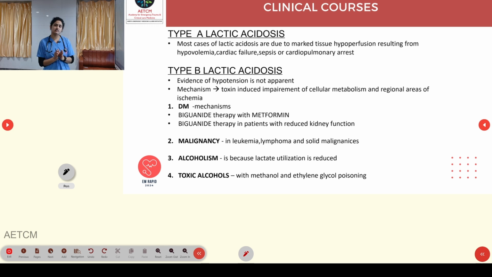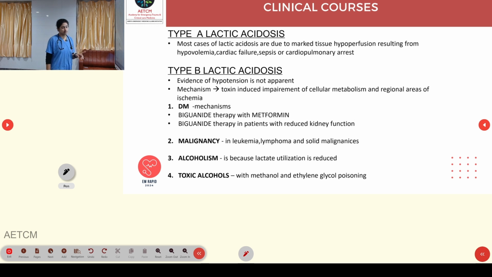Clinical causes: there are two types, type A lactic acidosis and type B lactic acidosis. Type A lactic acidosis is mainly due to marked hypoperfusion, which is caused by hypovolemia, cardiac failure, sepsis, or cardiopulmonary arrest. And type B lactic acidosis is where the hypotension is not that apparent. So, the mechanism will be toxin induced impairment of cellular metabolism and regional areas of ischemia. The first one is diabetes, biguanide therapy with metformin, and biguanide therapy in patients with reduced kidney function, where we can also see type B lactic acidosis.